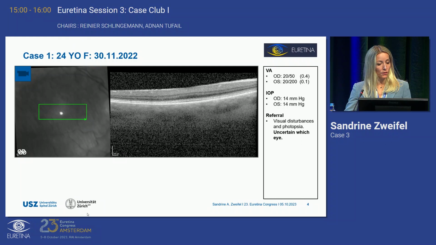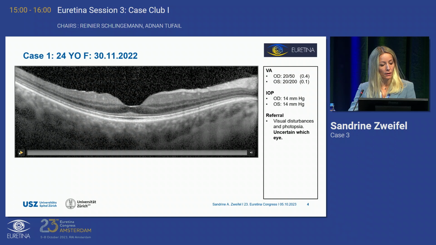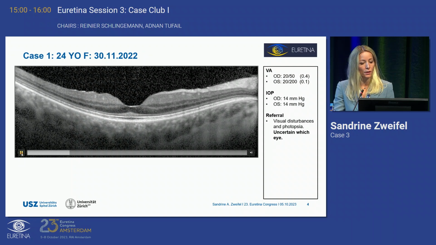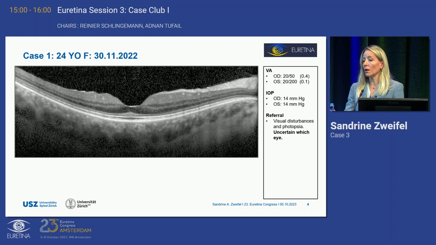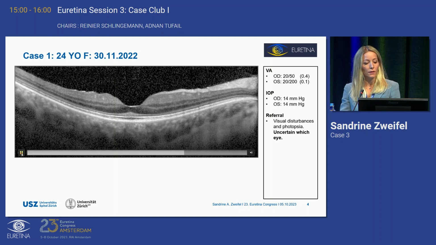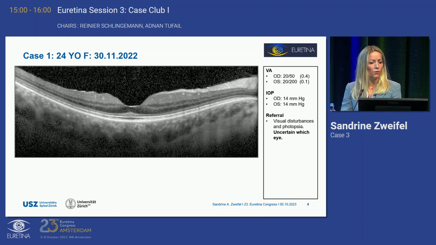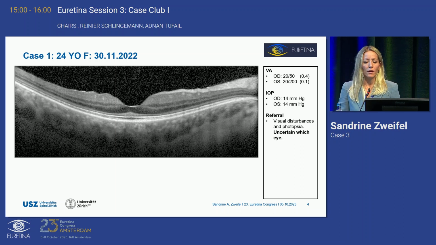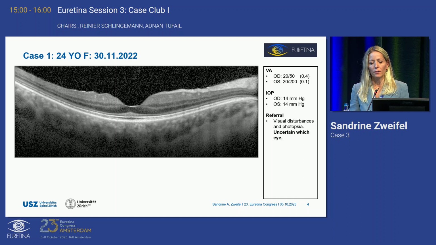So let me share with you a case of a 24-year-old female. Here you see the OCT. I was actually contacted by a resident calling me. I was not at our main campus at that moment. And she was asking me, just look at the OCT. Can you tell me if this OCT is normal? It's a young patient. She came in because of visual disturbances. Right eye, visual acuity 20/50, left eye 20/200.